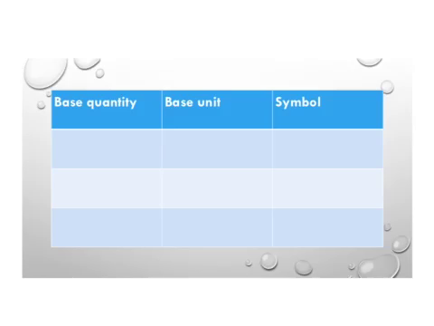Draw a table like this in your notebook. Make 3 columns. Title the first column base quantity, the second column base unit, and the third column symbol. The first base quantity we're going to look at is length. So write length in the base quantity column. The base unit for length is the meter. And the symbol for meter is a lowercase m.